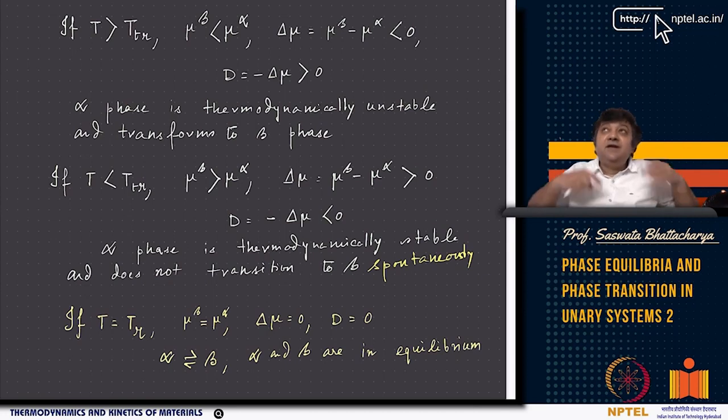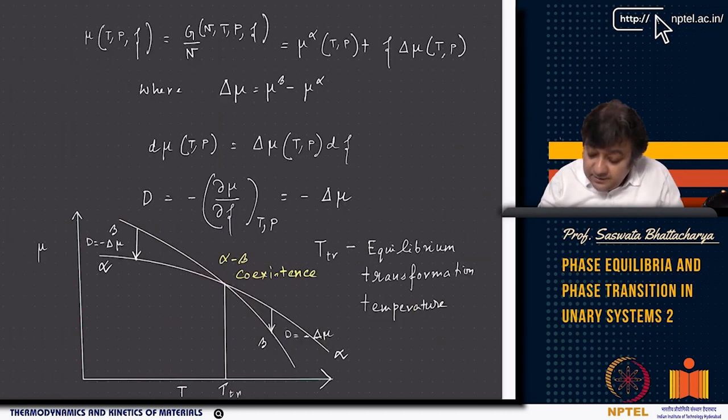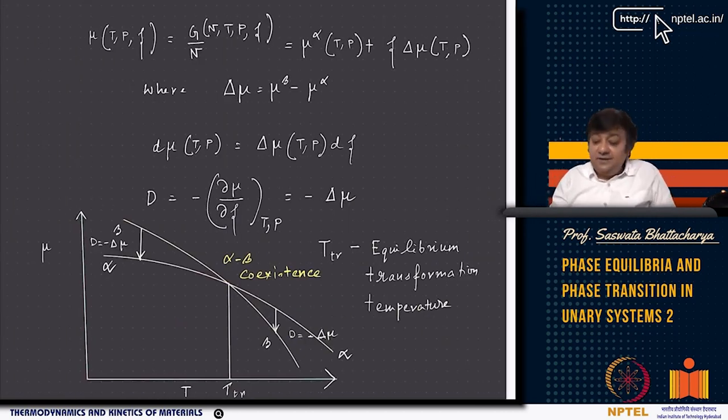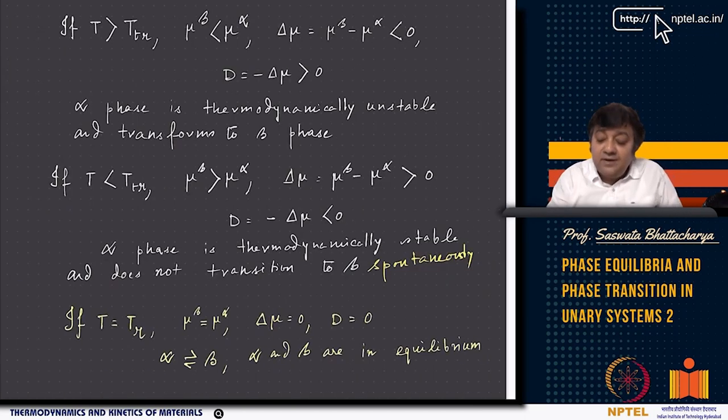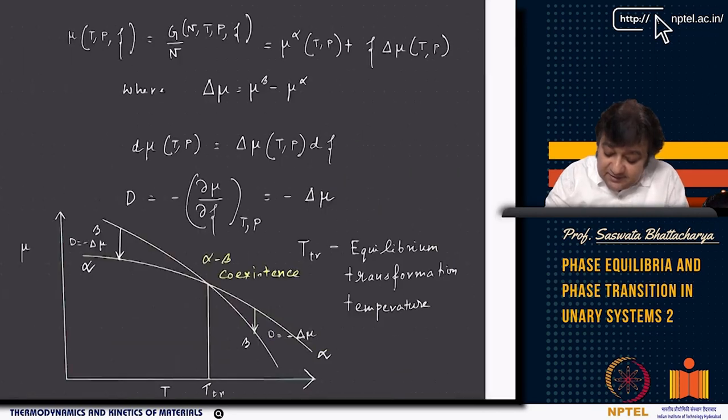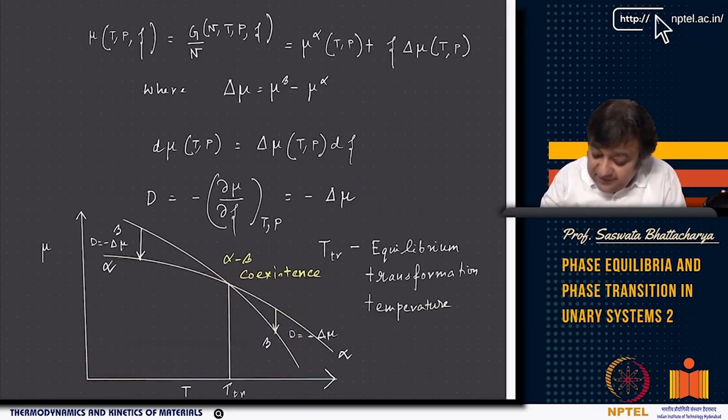On the other hand, if T is greater than T_tr, then mu beta is less than mu alpha, right? If mu beta is less than mu alpha, then delta mu is less than 0 and D is positive, and as a result the alpha phase, which is thermodynamically unstable at this temperature, will transform to beta phase.